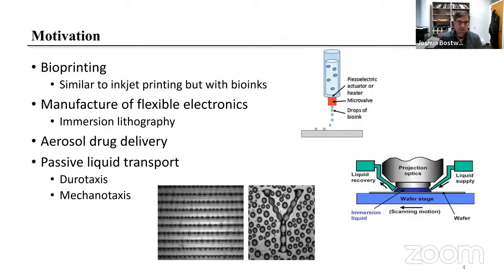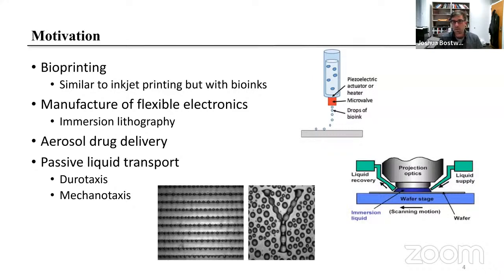Similarly, the manufacture of flexible electronics deals with the interaction of a liquid with a deformable substrate. Here the substrate is actually pretty rigid, with a high elastic modulus, but it's able to bend. We're interested in the interactions between the liquid drop, via capillary forces, and the deformation of these thin materials. There are other applications such as aerosol drug delivery, for example the deposition of droplets onto the lungs or other biological tissues, which involve drops interacting with soft tissues. And then lastly, the mechanism of passive liquid transport.